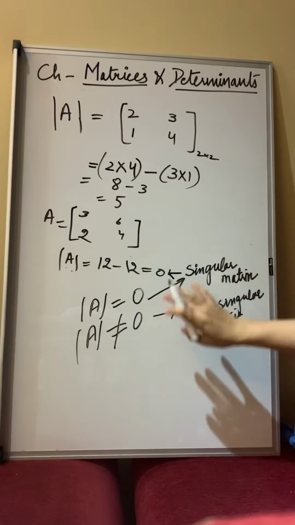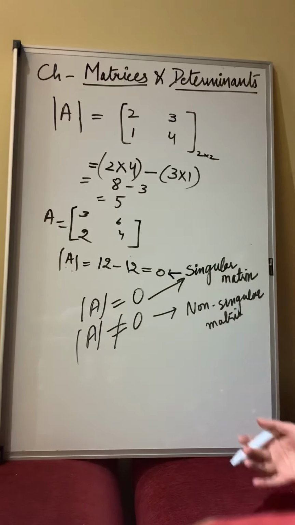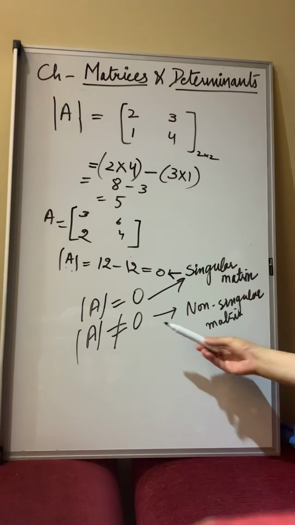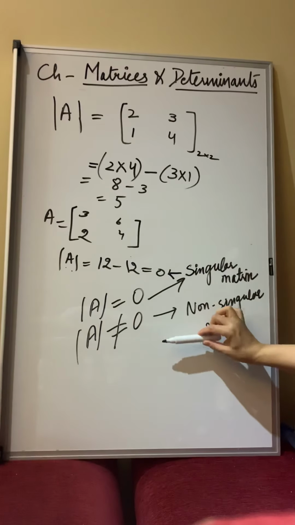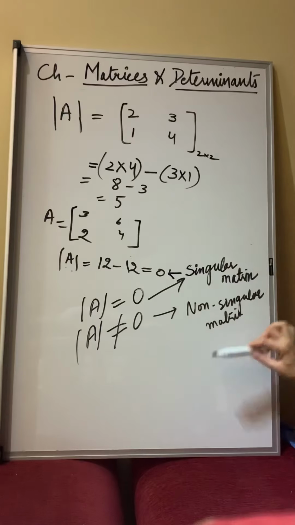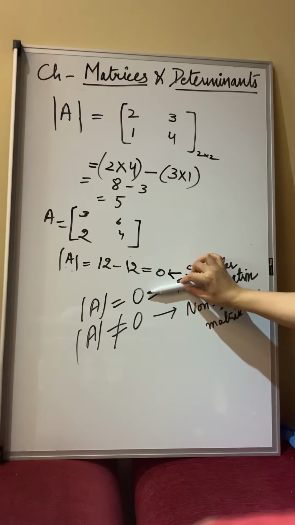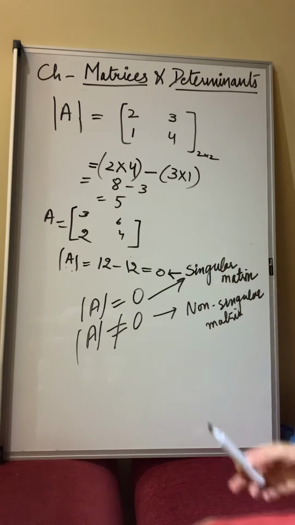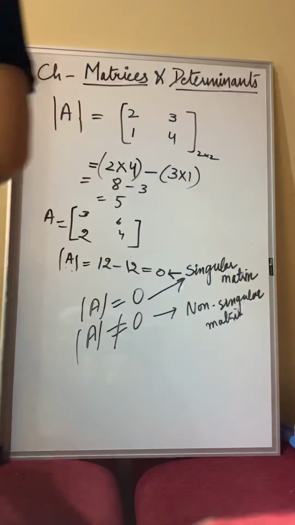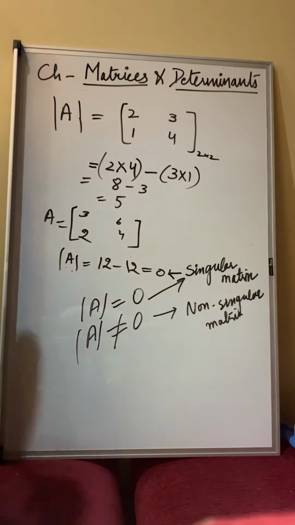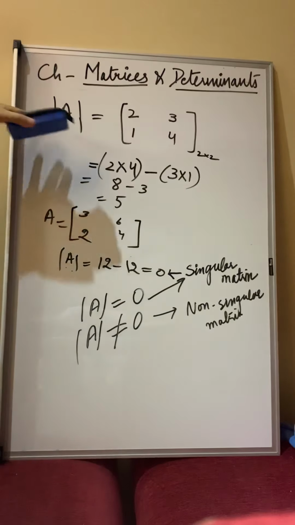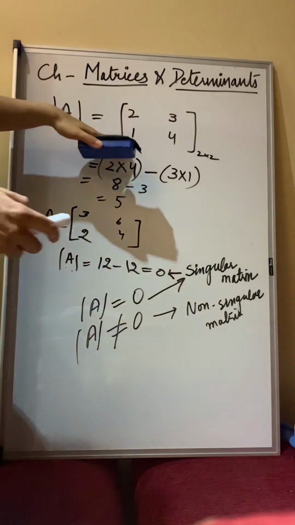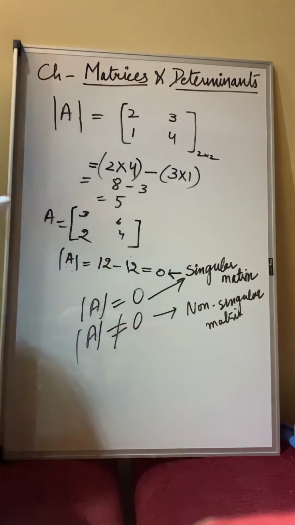So this is very important, because later on when we solve the questions, we need a non-singular matrix, right? Because a singular matrix doesn't have any solutions later on. Okay, so this was the calculation of the determinant when we have a matrix of order 2:2.